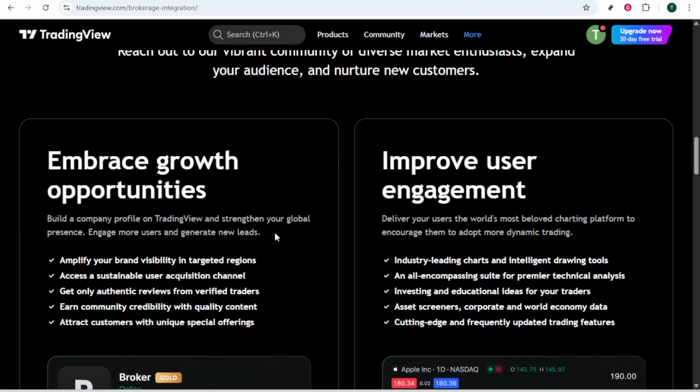Two straightforward ways to explore the robust features of TradingView without providing a credit card. Whether you're utilizing the TradingView Hub or going through broker integrations, these alternatives provide a fantastic opportunity to acquaint yourself with the platform. Now you're ready to get started and make informed choices about your trading journey.